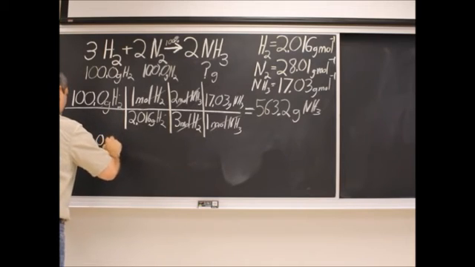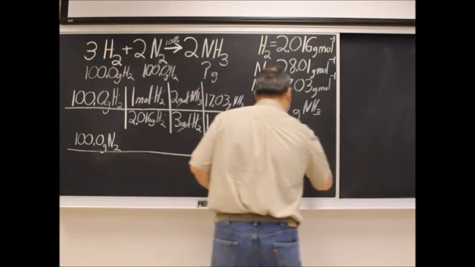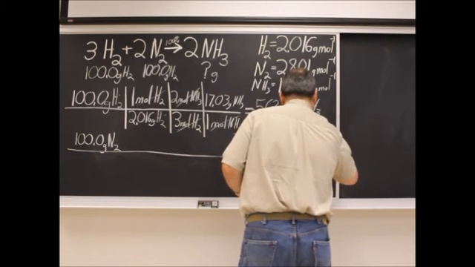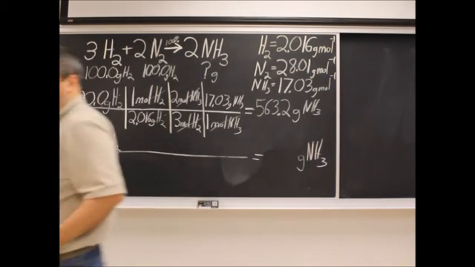100 grams of N2, diatomic nitrogen, is going to be equal to some amount of grams of ammonia.